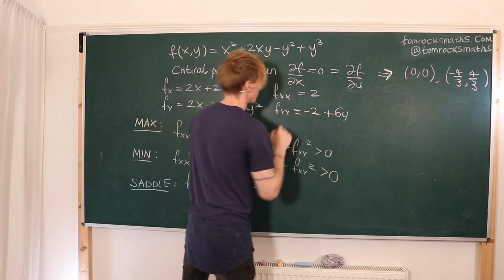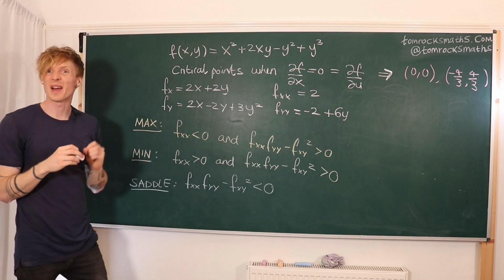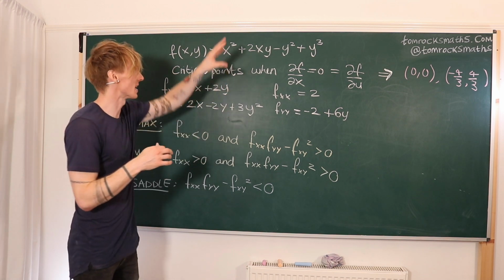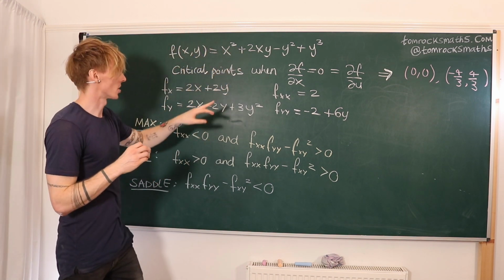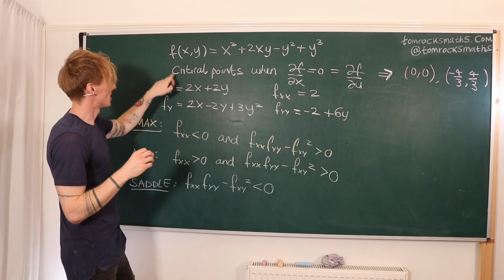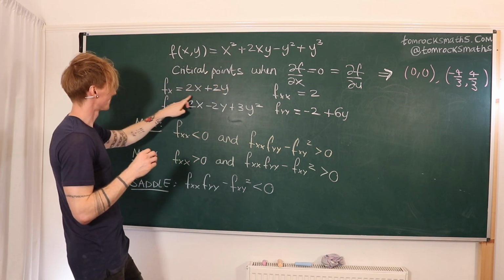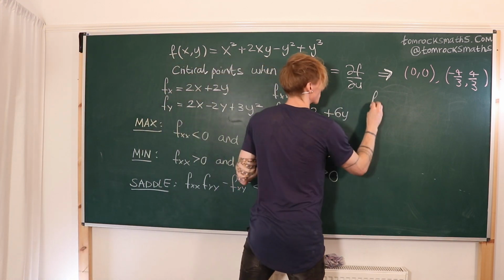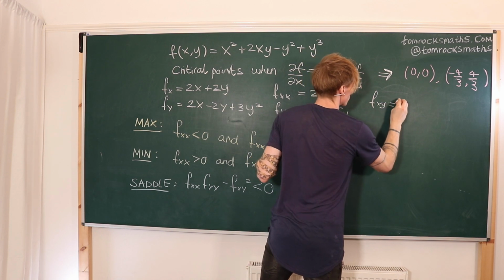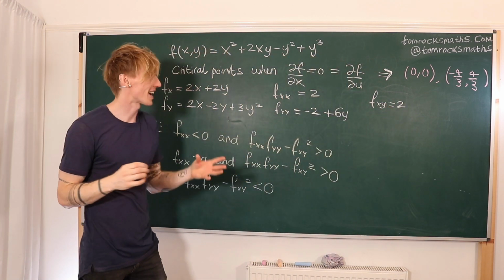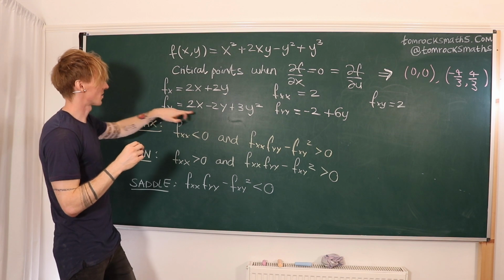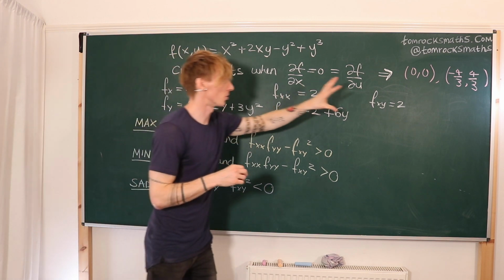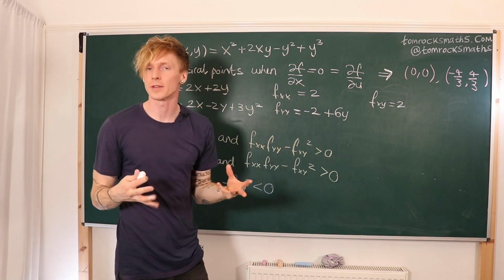And then I also need to know fxy or fyx, which is equal for a continuous function like this. So fx and then differentiate with respect to y is going to give me just 2. So fxy is 2. And let's just do a sanity check. If I'd done df by dy and differentiated this with respect to x, I would also just get 2. So it does hold as we expect because it's a continuous function.